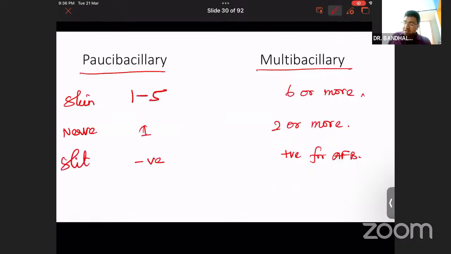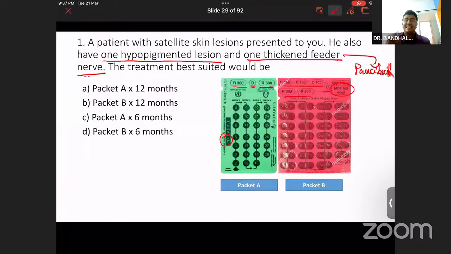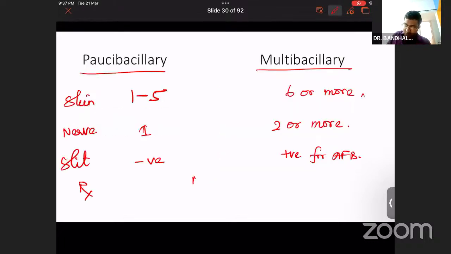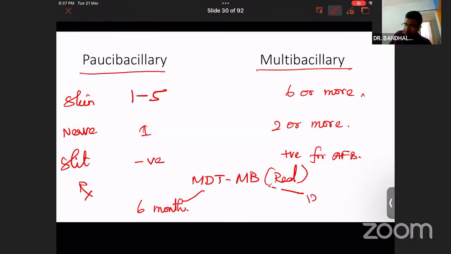In a paucibacillary case, we would give multi-drug therapy, paucibacillary, 2 drug regimen. That was the previous treatment. That is the thing we have to remember now. If you see the present recommendations after 2017, this regimen is not in use, right? Only the multi-drug therapy, multibacillary regimen is used. That red kit. The only difference is in paucibacillary we will treat for 6 months, and in multibacillary we will treat for 12 months.